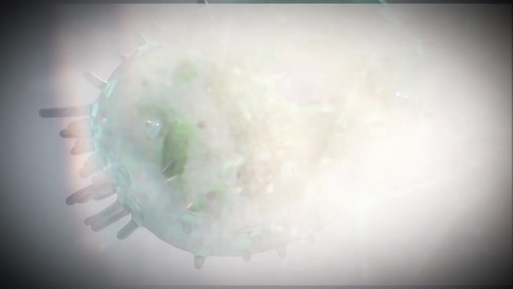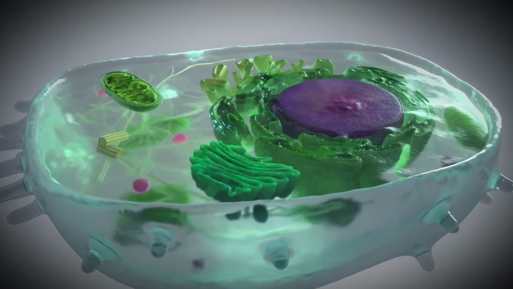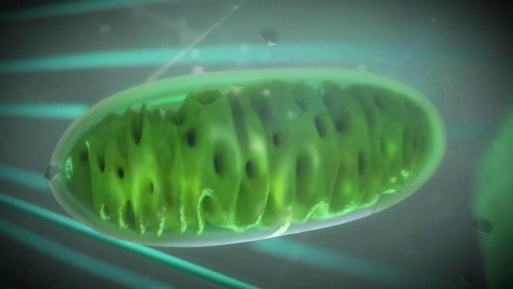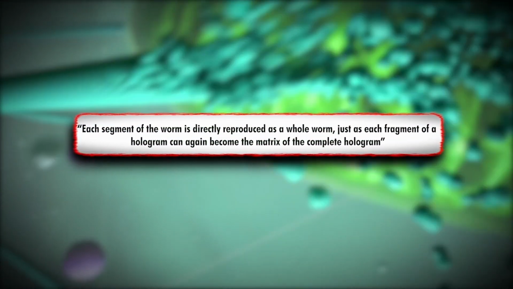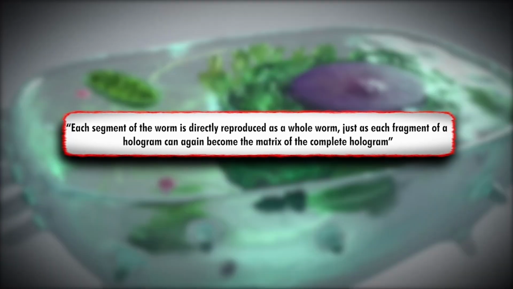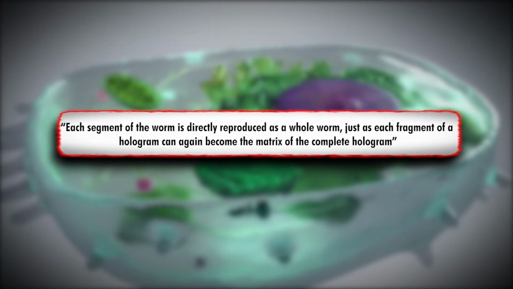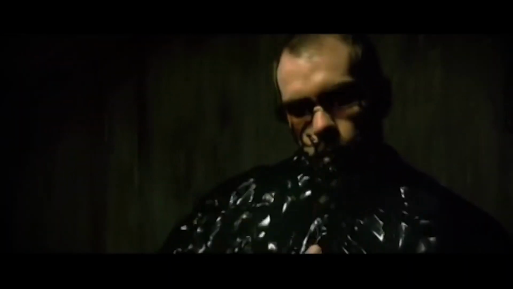I noticed something else from the movie as I kept reading. The author is talking about how we may one day have the ability to make humans out of only 1 or 2 cells of our body, and he says, quote, "each segment of the worm is directly reproduced as a whole worm, just as each fragment of a hologram can again become the matrix of the complete hologram." This is exactly how Agent Smith reproduces in the movie, simply by sticking a piece of his hand to somebody or from just goo on the ground.